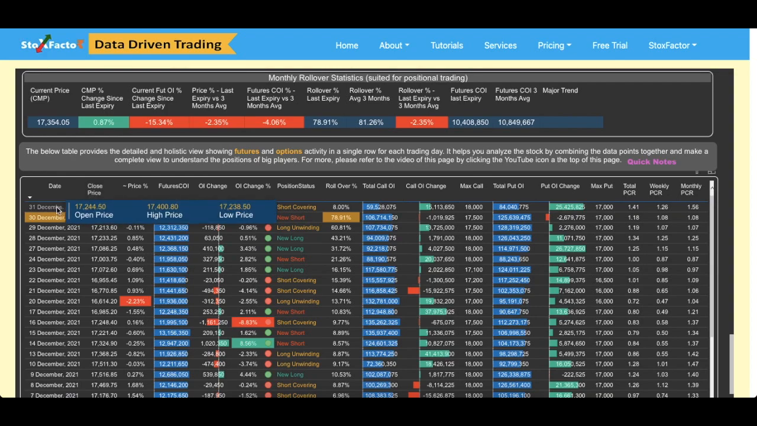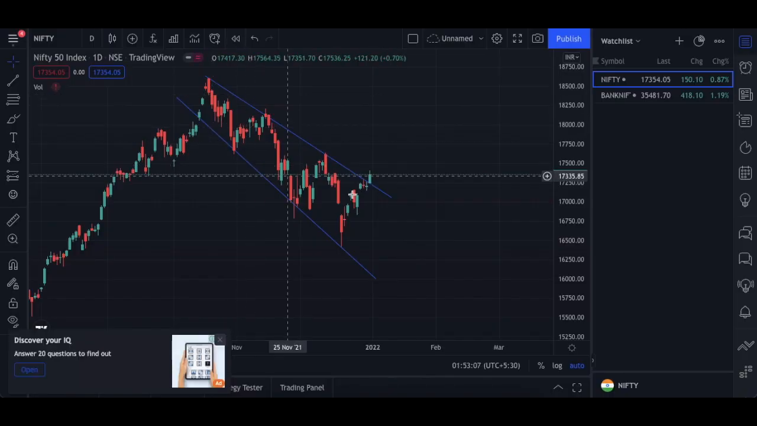So the price started low at 17,238, went up to 17,400, and closed around 17,354. That is almost a 150 point difference from the previous day, and it is accompanied by almost a 7% increase in the futures cumulative open interest. You can take the difference and you will find the 7% increase in the futures cumulative open interest, right? So it means new long positions have been created in Nifty in this case.